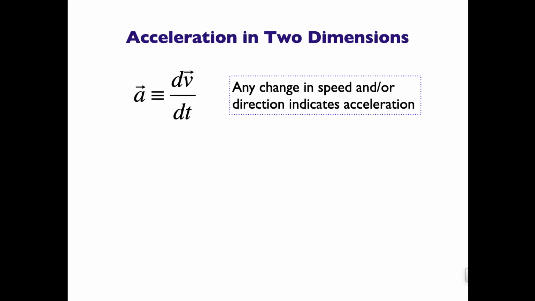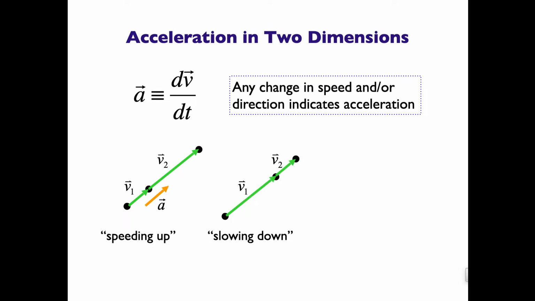Okay? So let's talk about the acceleration vector. Remember, any change in speed or direction indicates acceleration, okay? So that can be speeding up. This is what we were talking about in the clicker question, right? If we're going from a smaller velocity to a bigger velocity, that's speeding up. It can also mean slowing down, which means going from a big to a small velocity. That gives you an acceleration in the opposite direction of your velocity, all right?